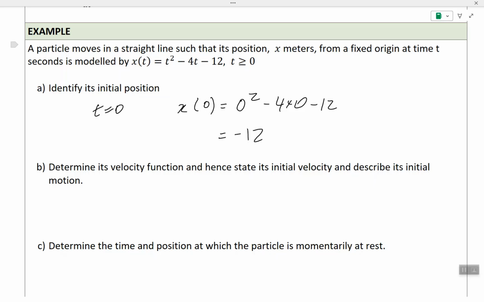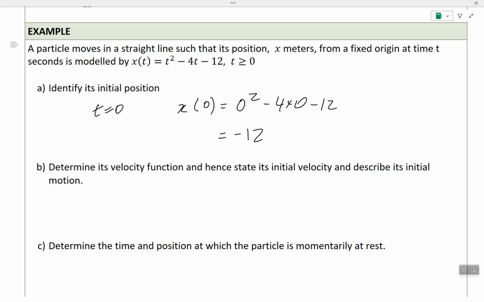Now, if it's at an origin, any ideas what a negative number might mean? Let's say it's going left and right. What do you think the negative means? Negative probably means left. Or if we're going up and down, negative probably means it went down.